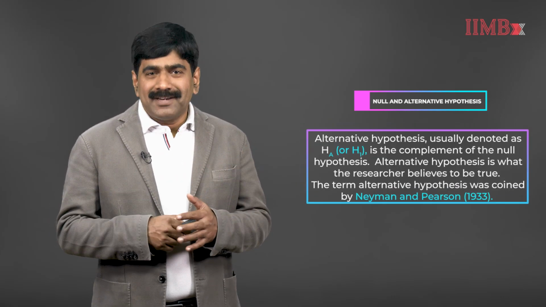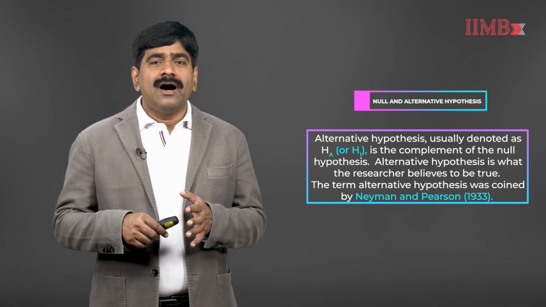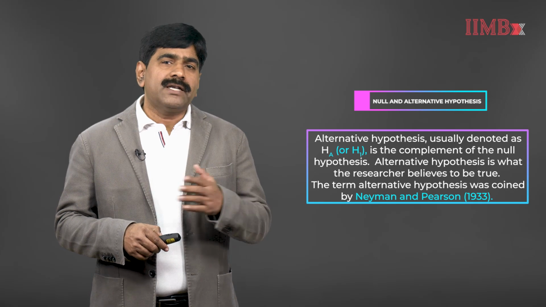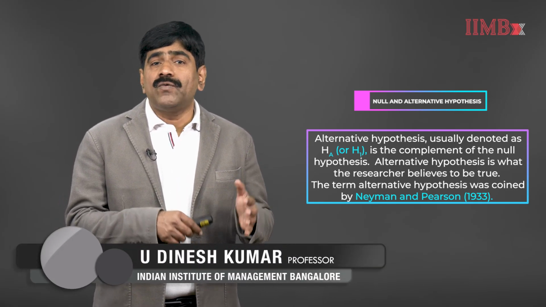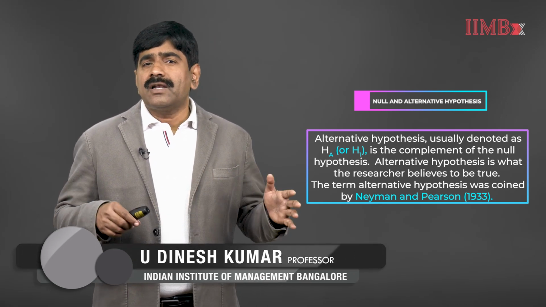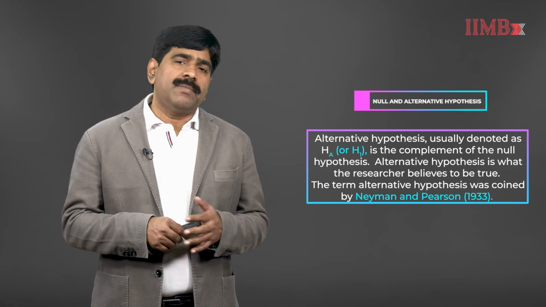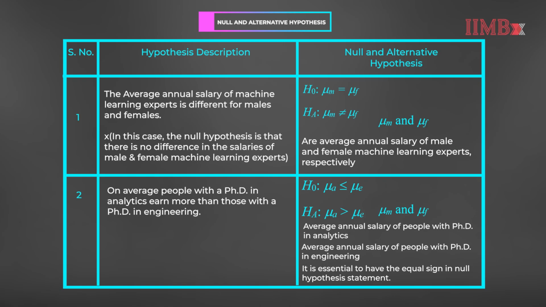hypothesis. Alternative hypothesis, usually denoted as HA or H1, is the complement of null hypothesis. Alternative hypothesis is what the researcher believes to be true. The term alternative hypothesis was coined by Neyman and Pearson. The null and alternative hypothesis for the sample hypothesis stated earlier is described in this table.